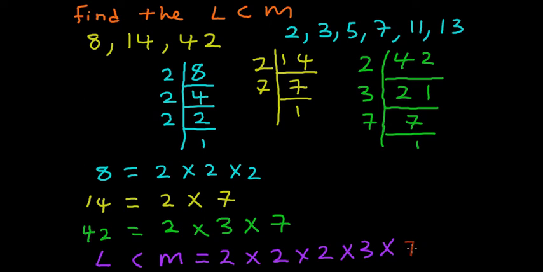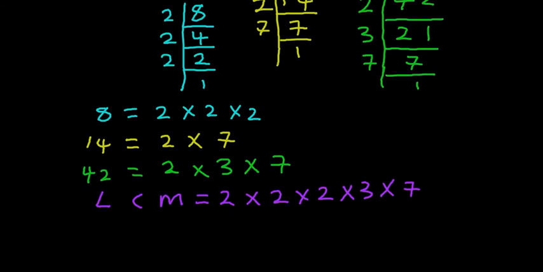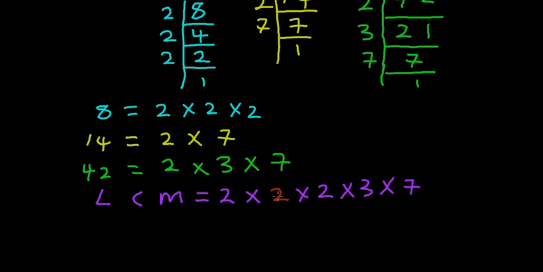So you now do the calculation. Best to punch your calculator. Let us punch the calculator together. 2 times 2, 4. 4 times 2, 8. 8 times 3, that's 24. 24 times 7, that's 168. So the LCM of 8, 14 and 42 is 168. Let us solve another example.